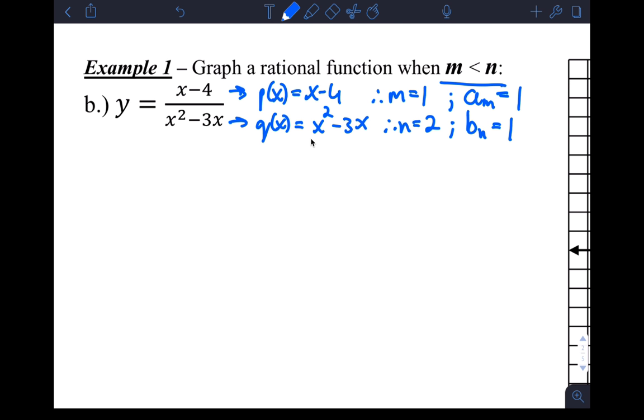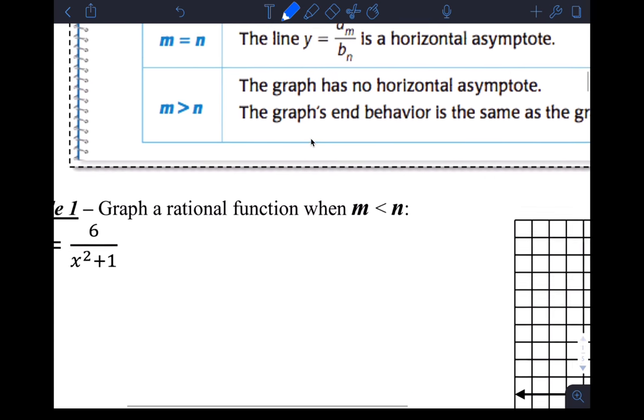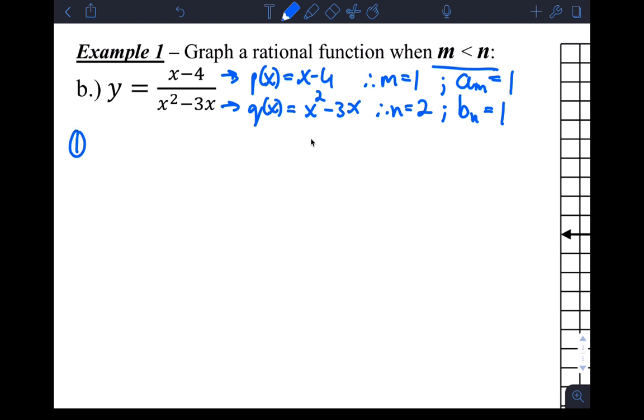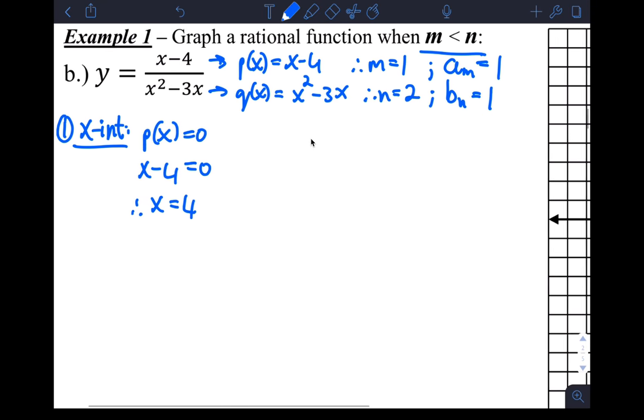And so I'm just going to follow the steps in order. Again, I'll scroll back up here. The three steps. Step 1, find the x-intercepts. So I'm going to do that. Step 1, the x-intercepts. And that step says take p of x and solve it for the real zeros. Okay, so x minus 4 equals 0, so I get x is 4. So that tells me I have an x-intercept at 4. Okay, so you can go right ahead and plot that. The x-intercept is 4. All right, that's step one.